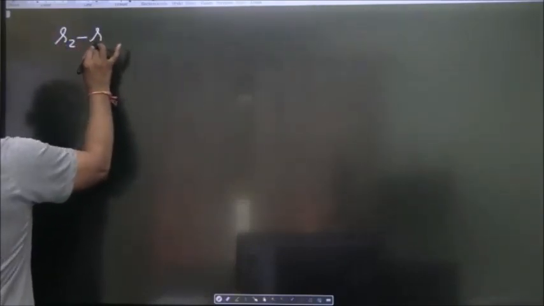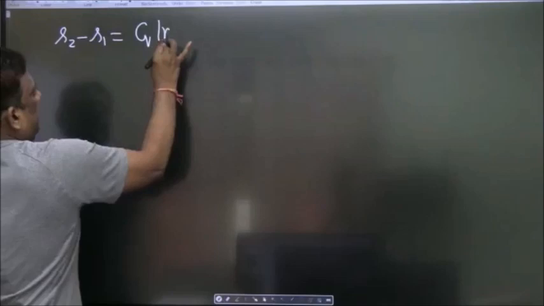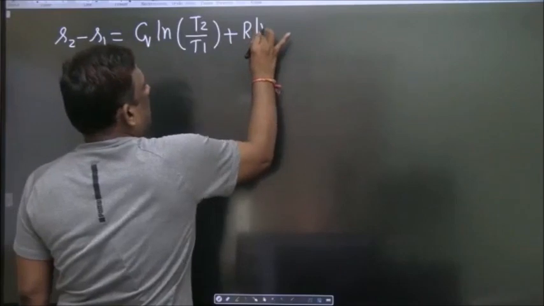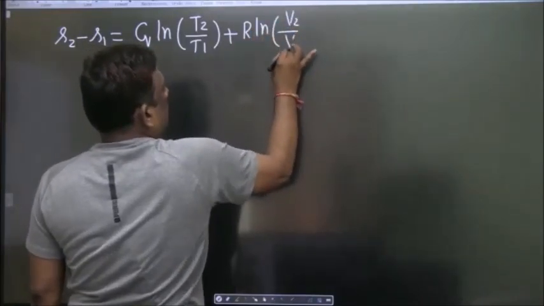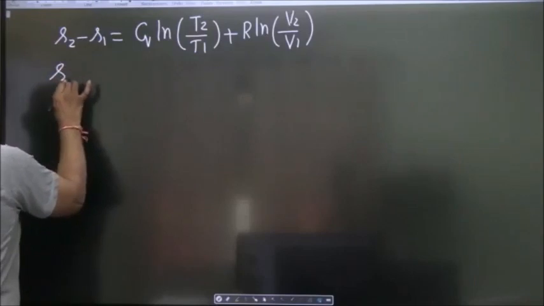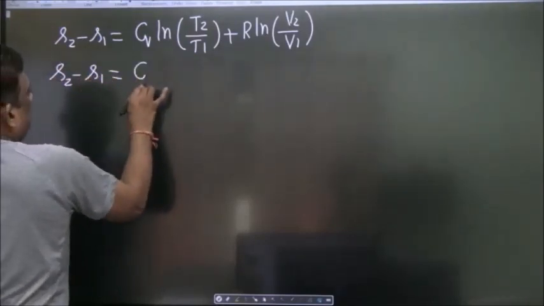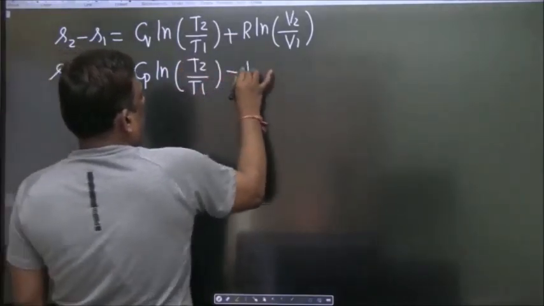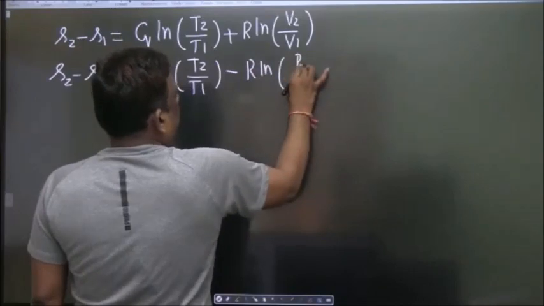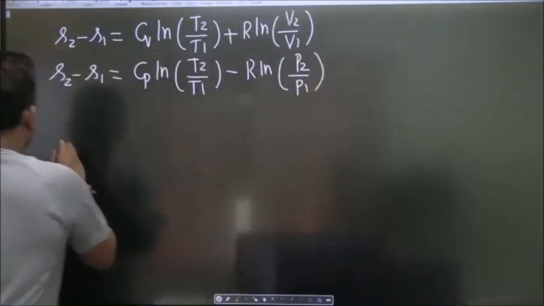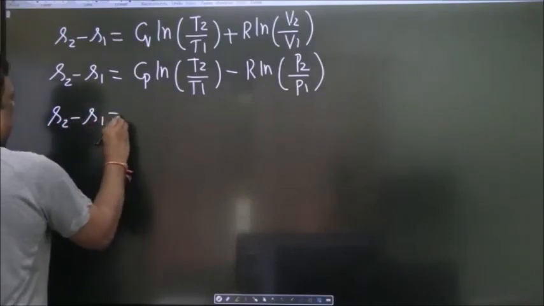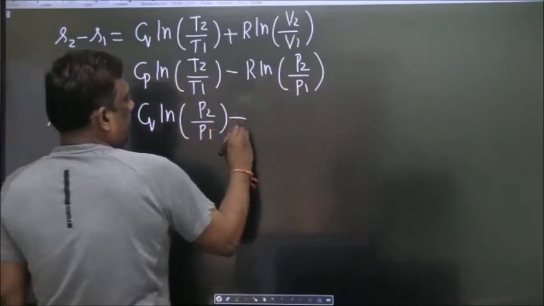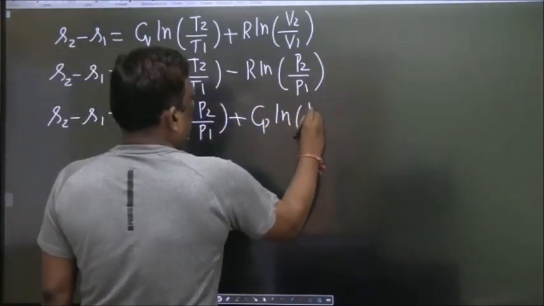S2 minus S1 is equal to CV ln T2 by T1 plus R ln V2 by V1. S2 minus S1 is equal to Cp ln T2 by T1 minus R ln P2 by P1. And S2 minus S1 is equal to CV ln P2 by P1 plus Cp ln V2 by V1.